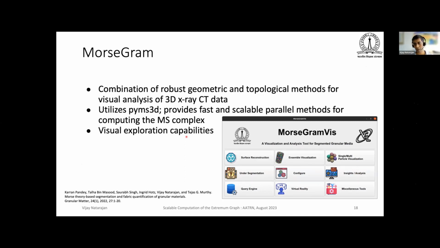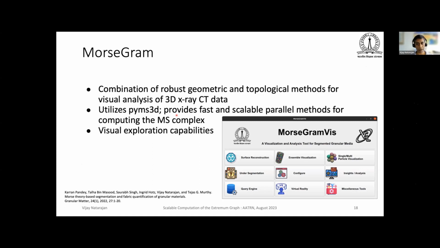And all this is made available in a package called Morse-Graph, which is now, I think, available in the public domain. We are closely working with our granular mechanics collaborators to extend this and incorporate several of the algorithms that we have been developing over the past few years. So, but I want to highlight, in order to take me towards the next part of the talk, that the core of this pipeline is the algorithm for computing the Morse complex and essentially the Morse-Smale complex.